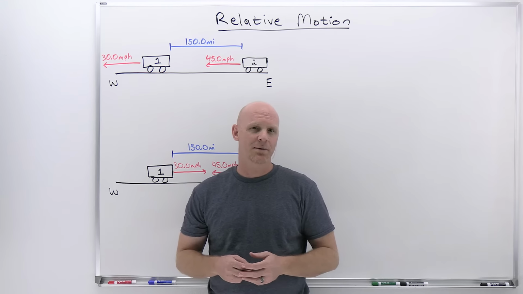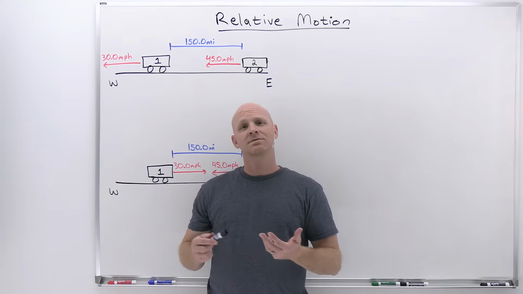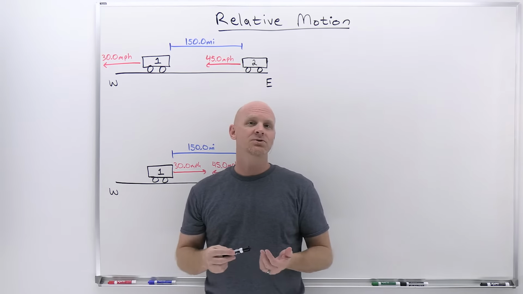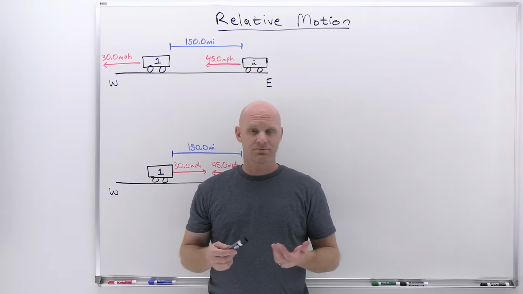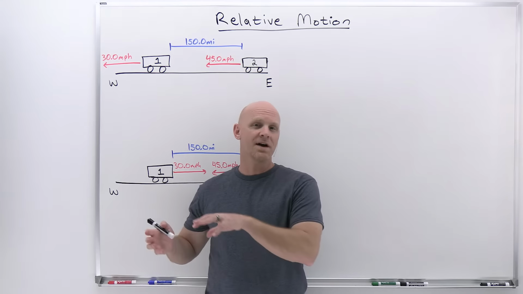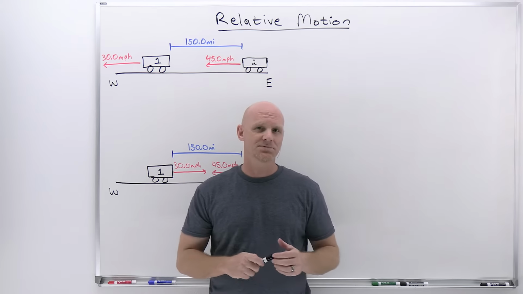Relative motion is going to be the topic of this lesson. We're going to start with some classical one-dimensional problems involving trains. And then we'll move on to some classical two-dimensional problems. And we'll see that just like we've done throughout the rest of this chapter on motion in two dimensions, we'll be able to treat the x dimension and the y dimension independently.